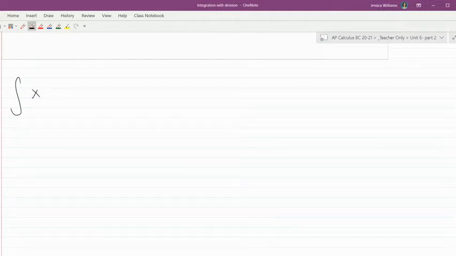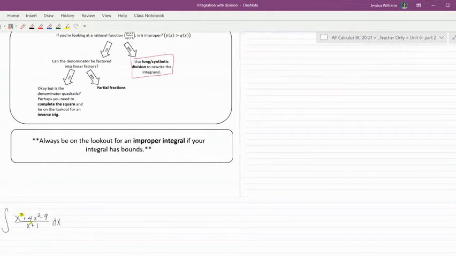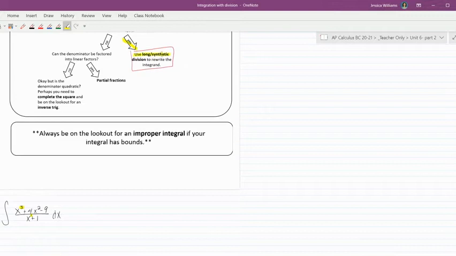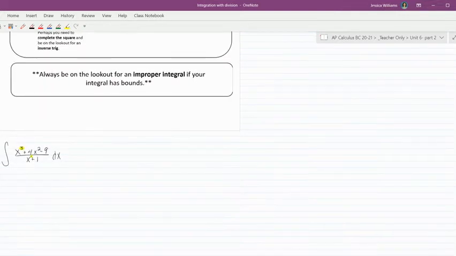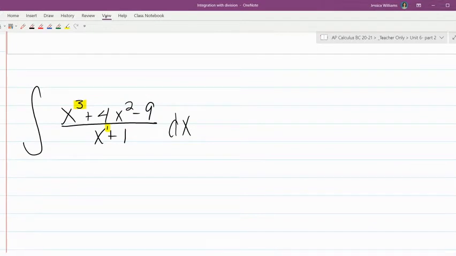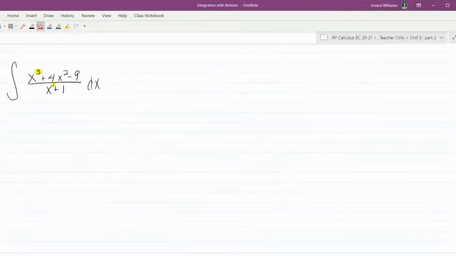Something like this, x. Let's make it x cubed. This is a rational. I have a numerator and a denominator. My degree on top is bigger than my degree on bottom. So this is an improper rational that leads us down this path to doing long division or synthetic division to rewrite. So I don't know how long ago you took Algebra 2 and learned synthetic division, but this is a case where synthetic division applies.